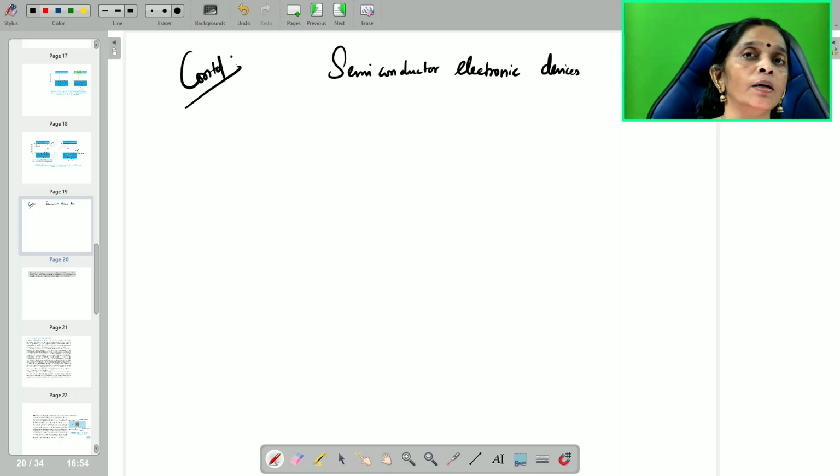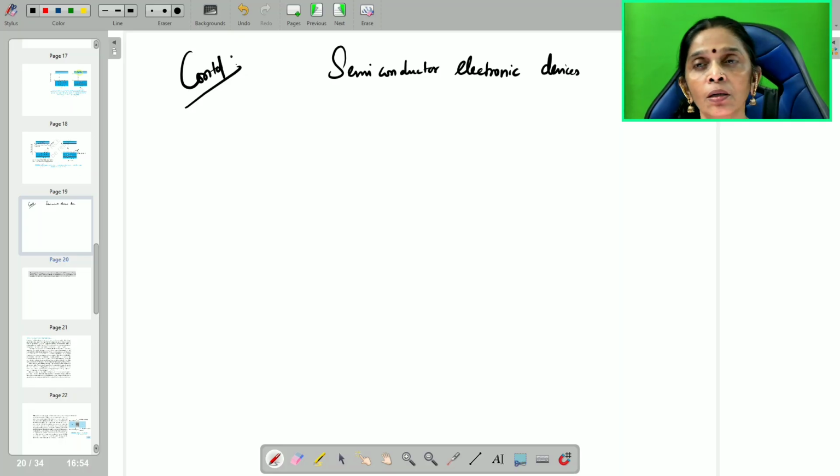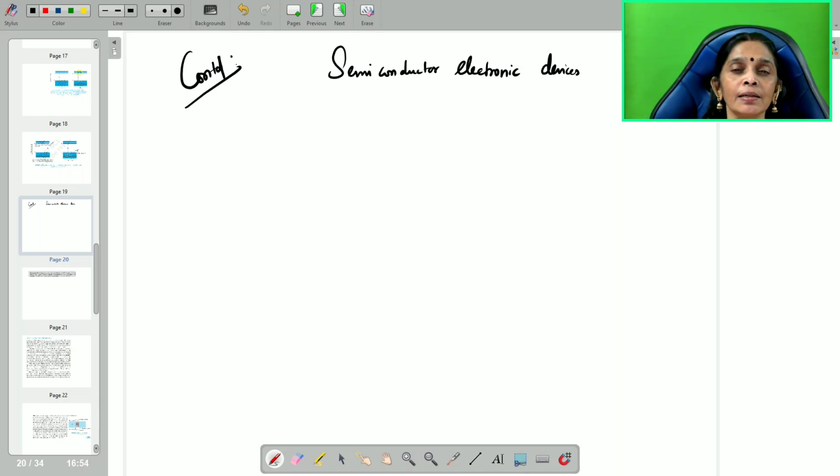So you know that semiconductor consists of two types. One is pure semiconductor, that is called intrinsic semiconductor. What is an intrinsic semiconductor? It is made up of materials silicon and germanium. What is the valency of silicon? 4. Germanium is also 4.